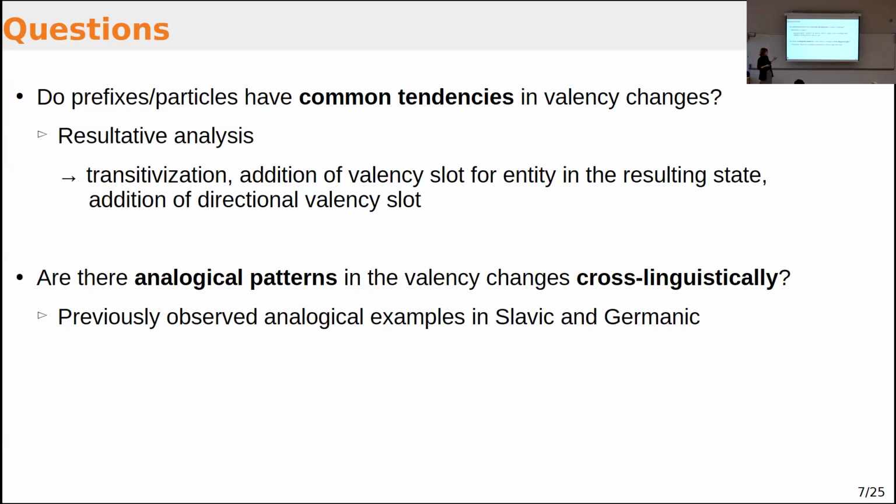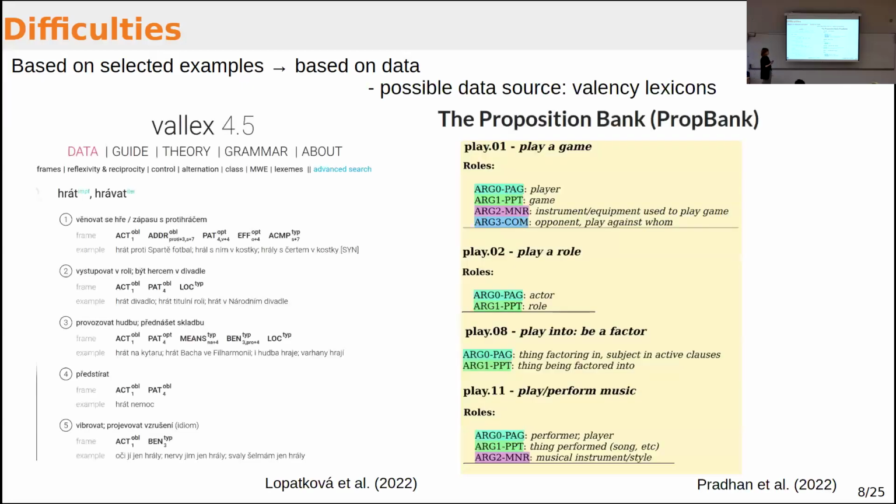Also, we have seen that there have been some previously observed analogical examples in Slavic and Germanic, and so we may want to ask, are there analogical patterns in the valency changes cross-linguistically? The issue is that these questions have mostly been investigated in the previous literature using a number of selected examples. And what we would like to do is to address these questions based on a larger data sample. If we want to use data, one possible data source would be valency lexicons.